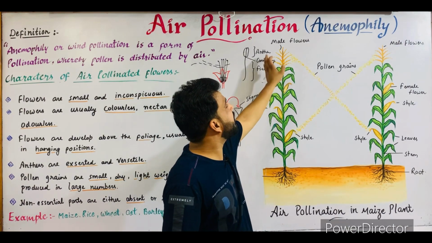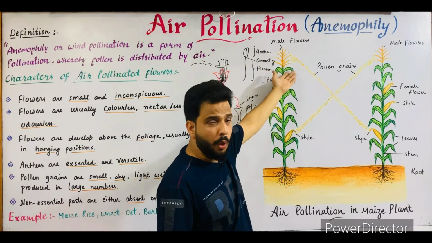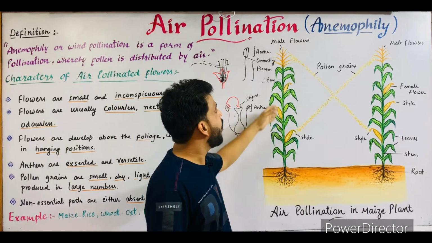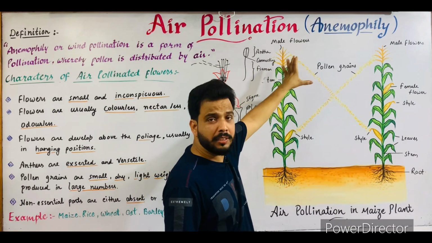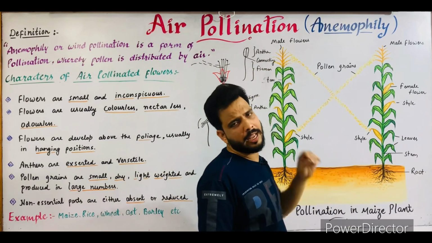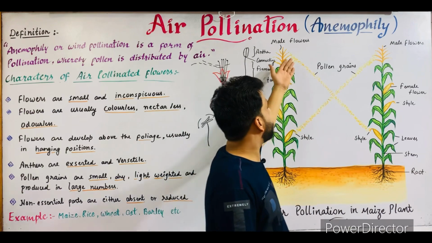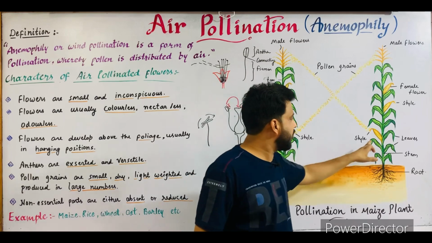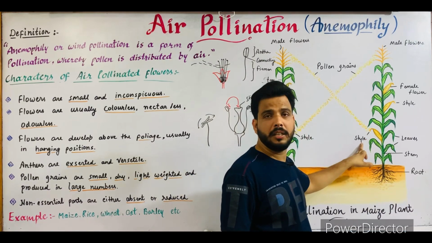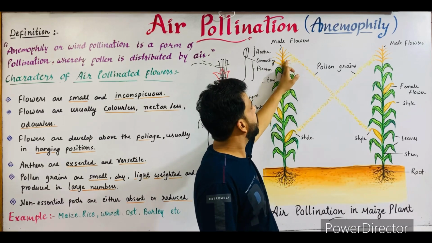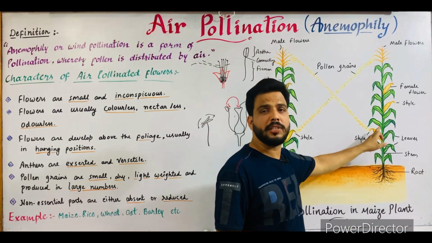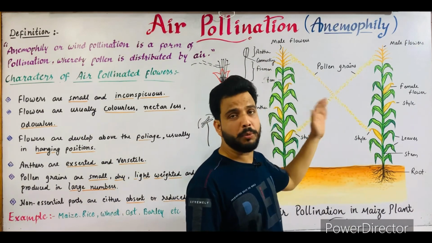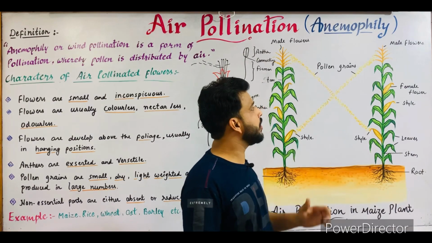The male flowers are present at the apex of the plant above the foliage, while the female flowers are present near the base, near the basal leaves. When the pollen grains are produced inside the anther, the anther ruptures and the pollen grains come out, and the air carries these pollen grains to the stigma of different flowers. These are the female flowers, and these thread-like structures are known as style. As you can see, these pollen grains are transferred with the help of air. So in maize, air pollination takes place.